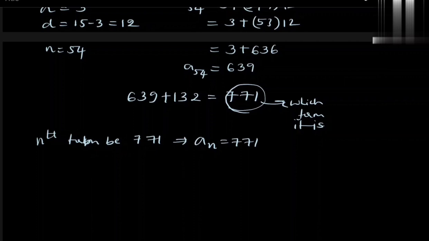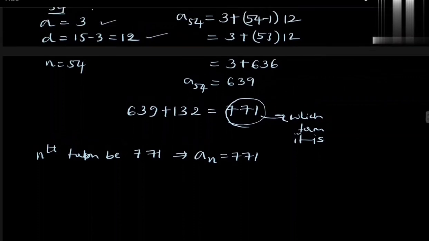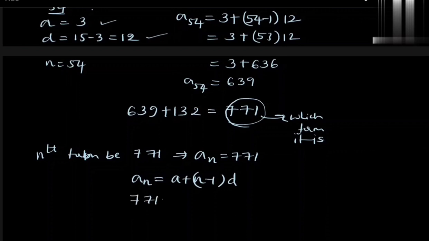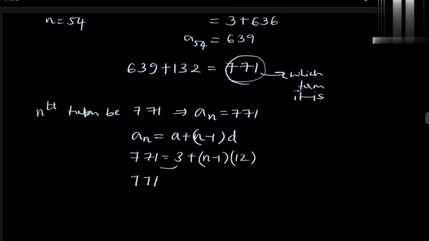So we know the first term and common difference here. The first term is 3 and the common difference is 12. So substitute, we know that the nth term of an AP, that is an, is equal to a plus n minus 1 into d. So an means 771, a is 3, plus n minus 1, d is 12.